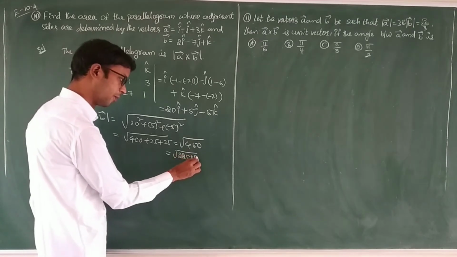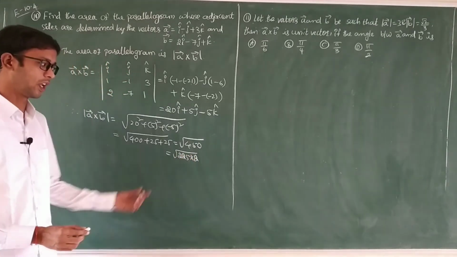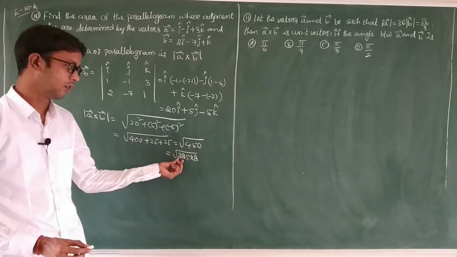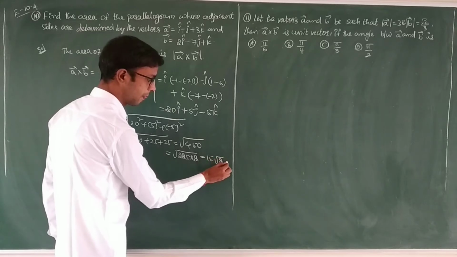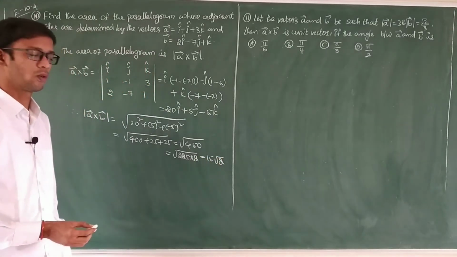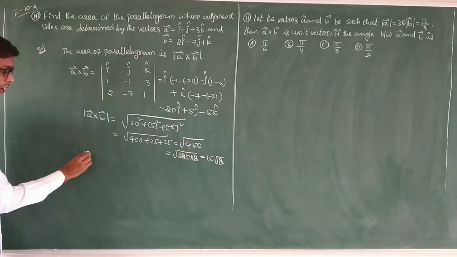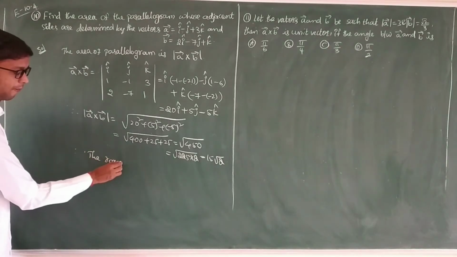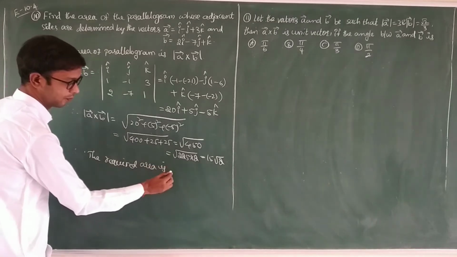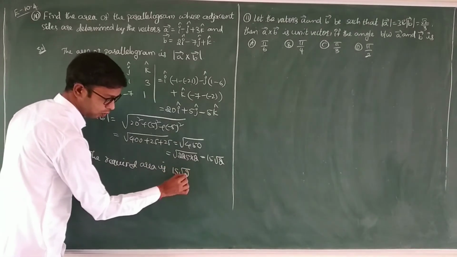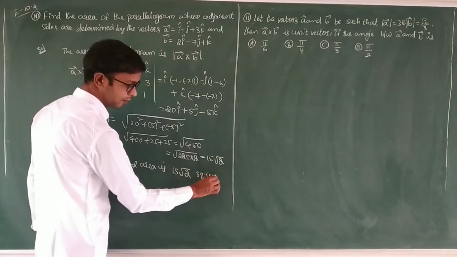225 into 2 is 450. 225 square root is 15. So 15 root 2 is the area. Therefore, the required area is 15 root 2 square units.